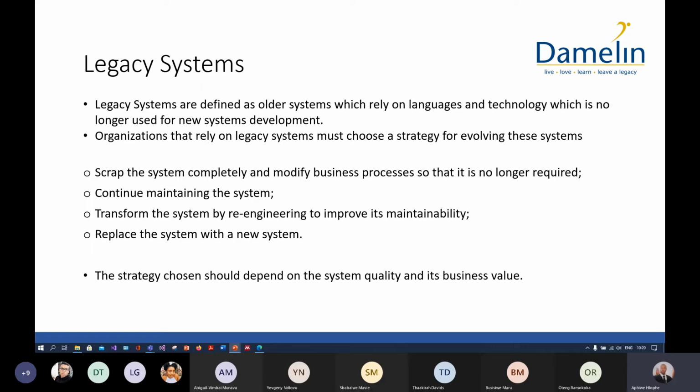Then also transform the system by re-engineering to improve its maintainability. So you can review the legacy system, see in what ways you can modernize it, okay? And replace the system with the new system. So this is the cheapest thing to do, obviously, but it goes back to the first point, you have to review your business processes. And the strategy chosen should depend on the system quality and its business value. If the legacy system is still adding business value and it's making you money, then there's no need to scrap it. You can run the legacy system in parallel with the new system.